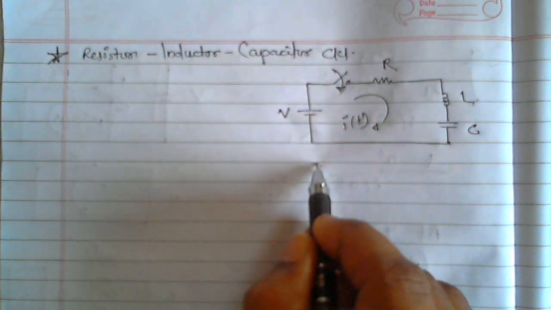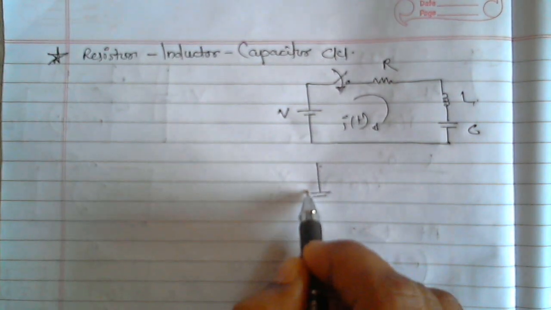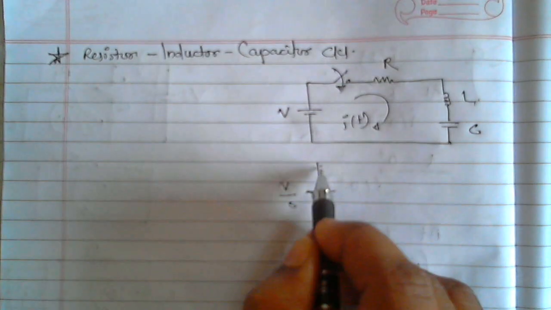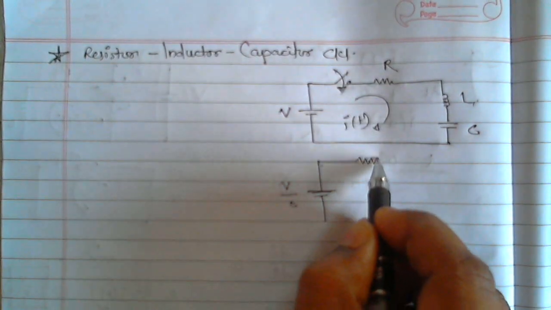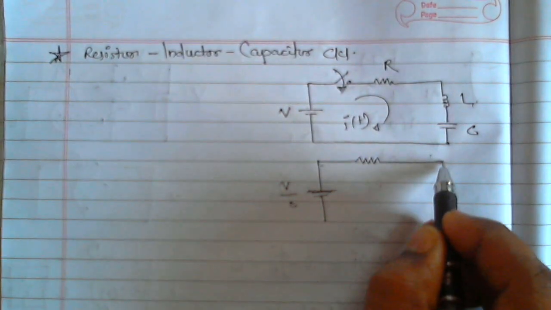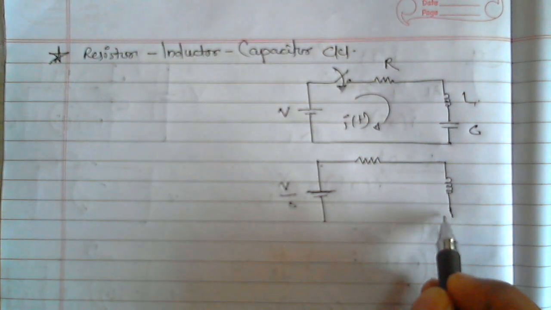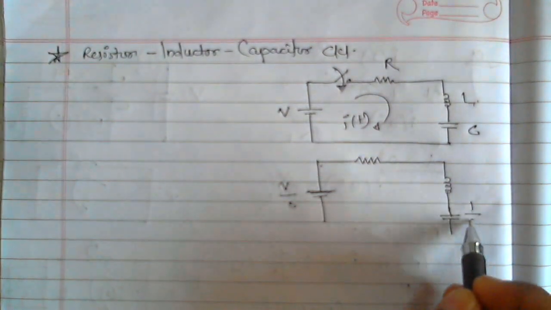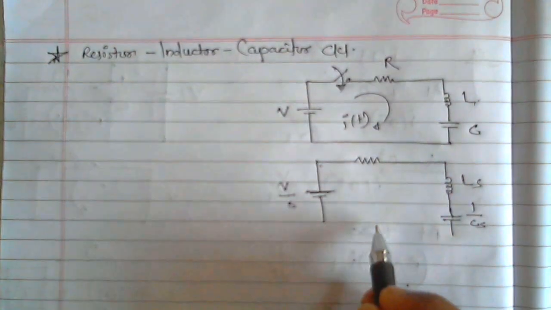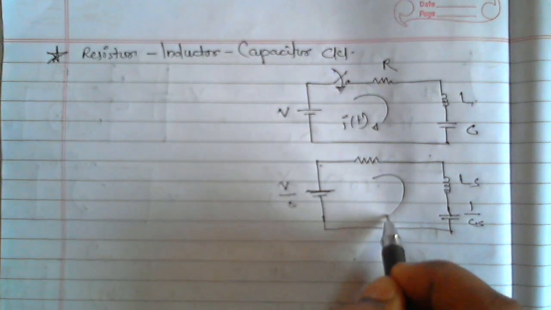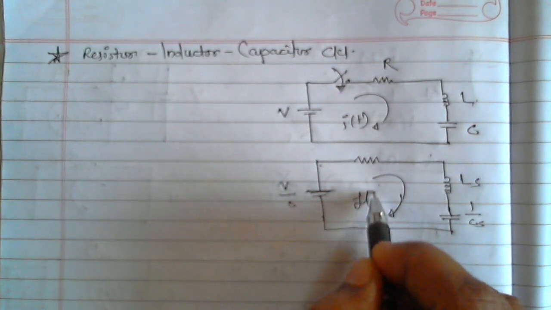So the transform network I can draw like this. Instead of V, in the transform network it will be V by S. R will remain as it is. For L it will become L into S. For the capacitor it will become 1 by CS. This is L into S. So this is the new circuit and the current flowing is I of S.